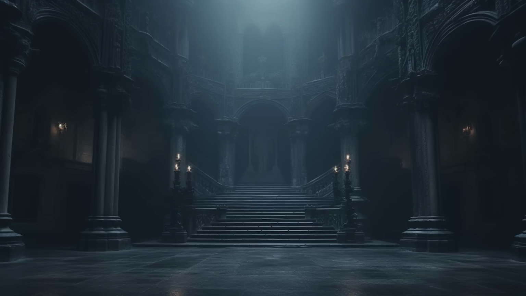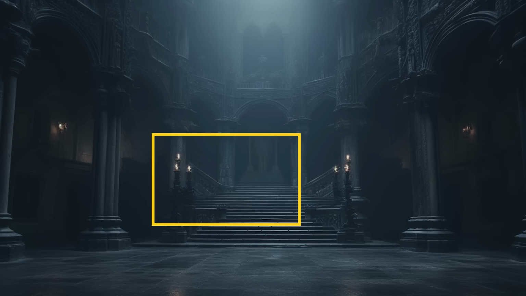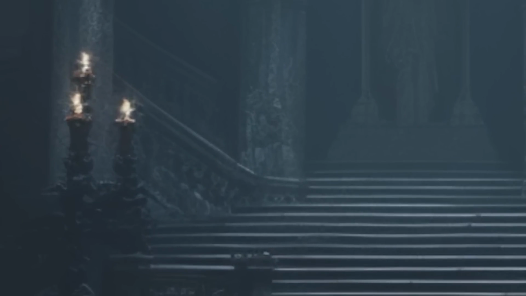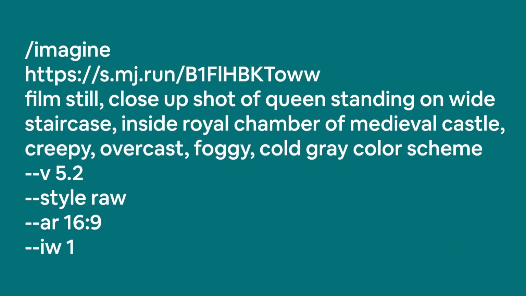Now, what I want to do is place my queen on the staircase, and I also want the composition to be limited to a very specific area of this scene. So what I do is I take a screenshot of that specific section and I then upload it to Discord. I then use this as an image reference in the following prompt. Imagine, and it starts off with my image reference, film still, close-up shot of queen standing on wide staircase inside royal chamber of medieval castle.